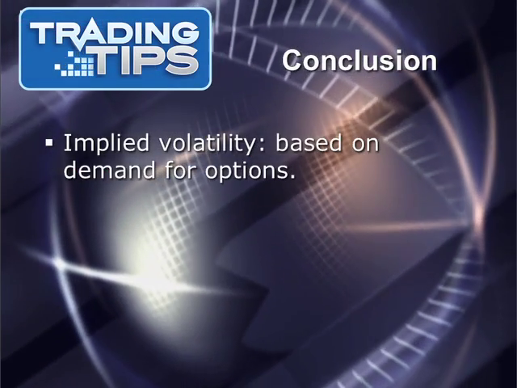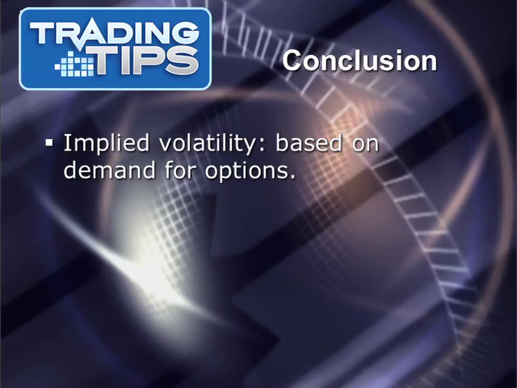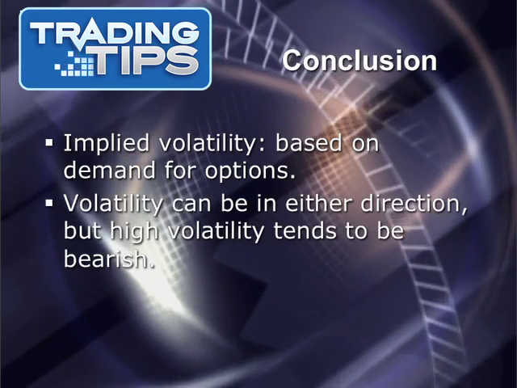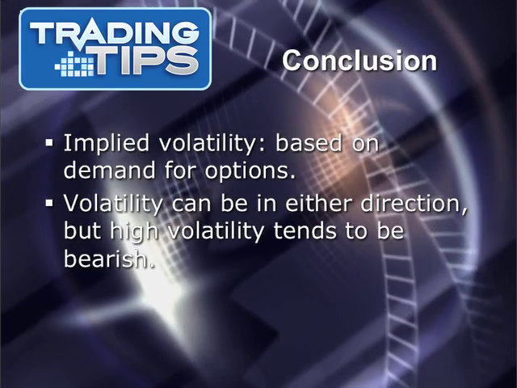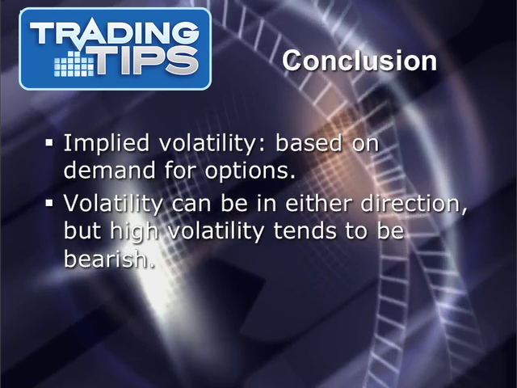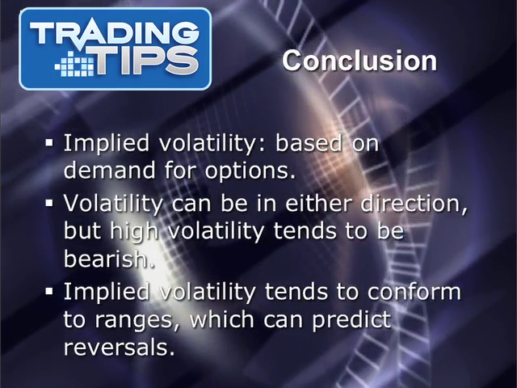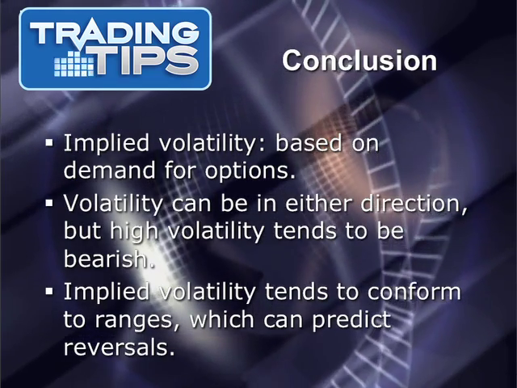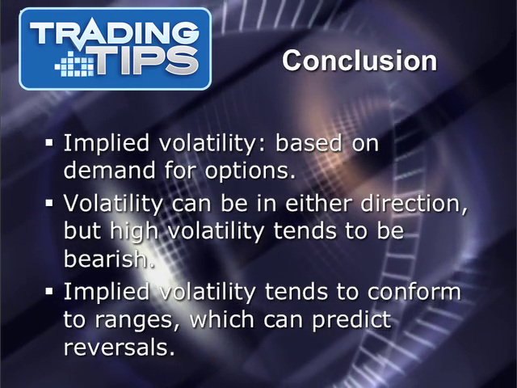In conclusion, volatility indexes measure implied volatility, which is the amount of volatility options traders expect. Volatility can be in either direction, up or down, but high volatility tends to be bearish since stocks tend to fall faster than they rise. Over time, implied volatility typically establishes a normative range, and moves towards the extremes of these ranges tend to predict reversals.